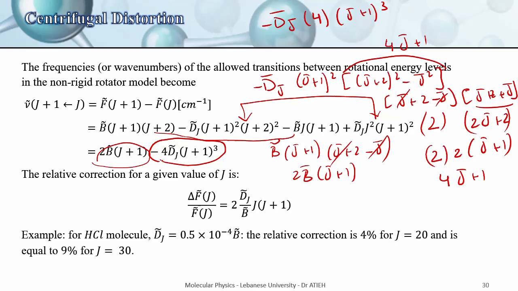Now let's calculate the relative correction. How much is this correction for a given value of J?